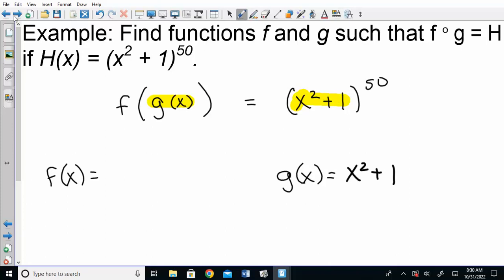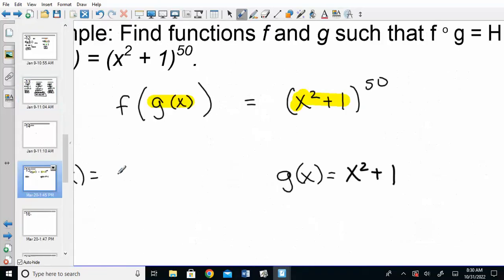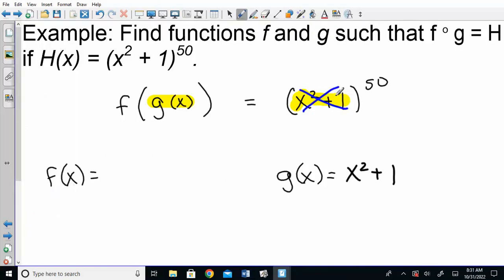Okay, so think about what happens when we do a composition. We go in and we replace x with the thing we're plugging in, right? So if we're going in reverse, I have to think this replaced my x. So if I switch that back to an x, what are you left with? X to the 50th power. X to the 50th power for my f.